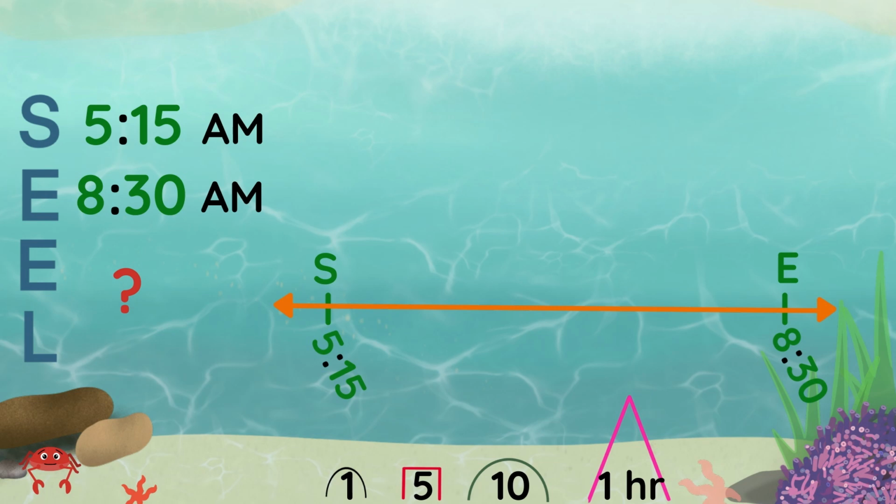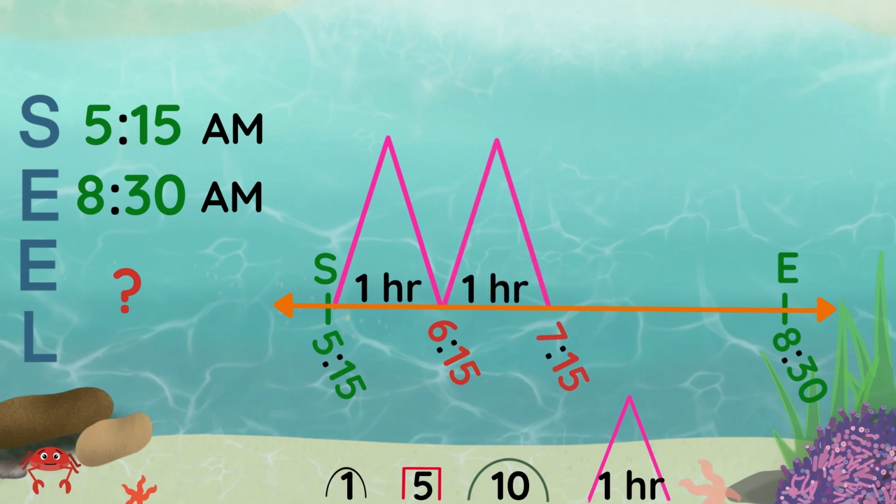Let's try it. First, we will try an hour hop. Let's draw a mountain. 5:15 plus 1 hour is 6:15. Since we haven't reached 8:30, we're going to do another hour hop to 7:15, labeling the time as we go. If I hop 1 more hour, I get 8:15. I am going to stop here as I am very close to 8:30.